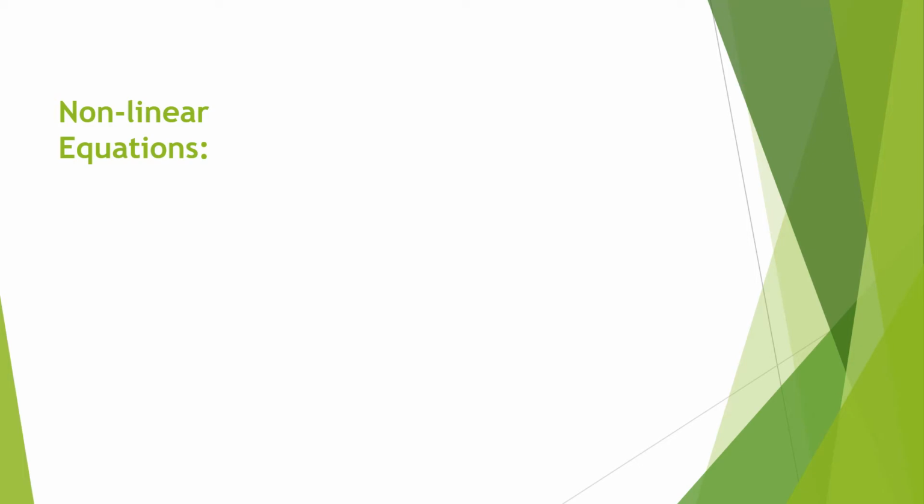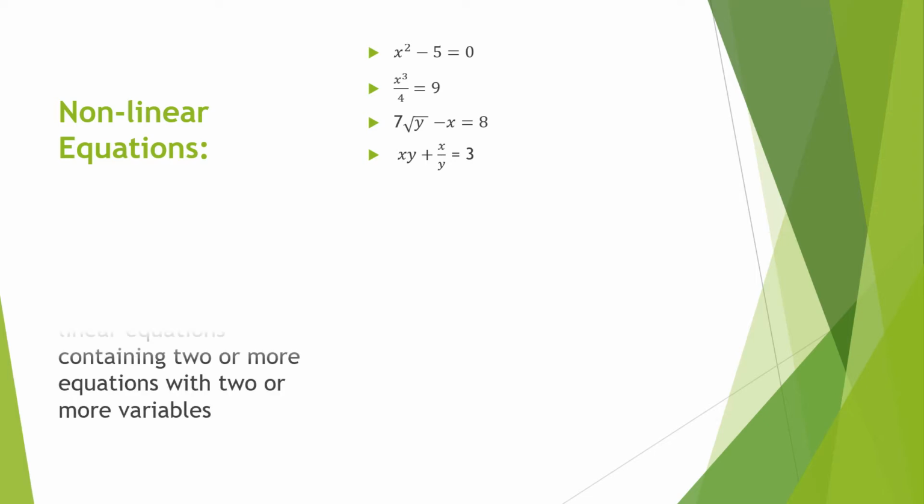What are non-linear equations? There are some examples. x square minus 5 is equal to 0. x cube upon 4 is equal to 9. 7 square root of y minus x is equal to 8. xy plus x upon y is equal to 3. These are examples of non-linear equations.